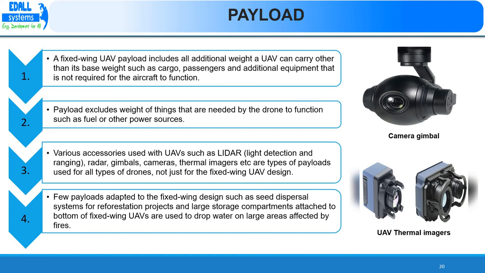The few payloads adapted to the fixed-wing UAV design are seed dispersal system for reforestation projects and large storage compartments which are attached to the bottom of fixed-wing UAVs used to drop water on large areas which are affected by fires.